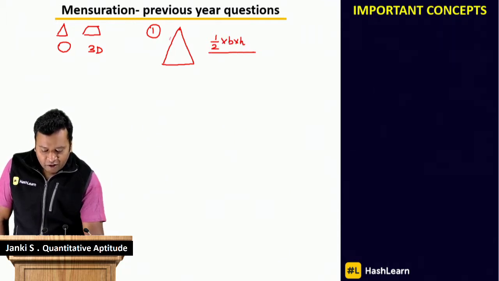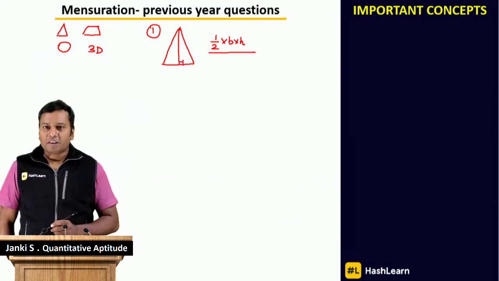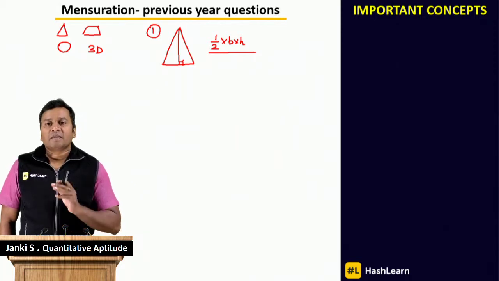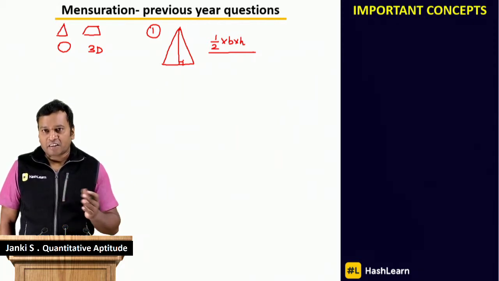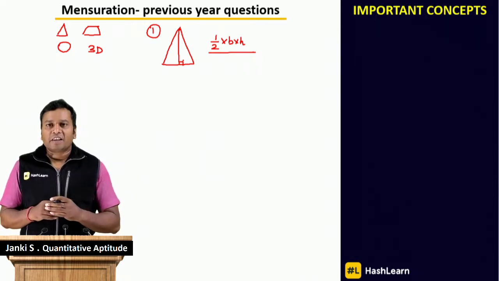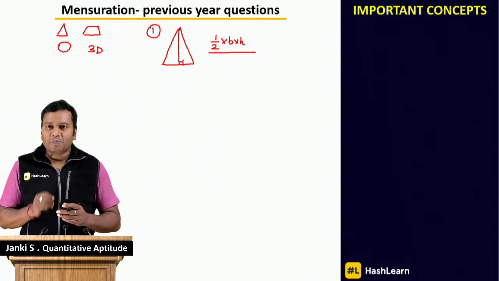So pehla condition, half into base into height, where the relation between base and height, they are always perpendicular to each other. If they are not perpendicular, I cannot consider them as the base and the height relation there. Unless they are perpendicular, I cannot say anything about this, right? So that is the first thing you need to keep in mind.